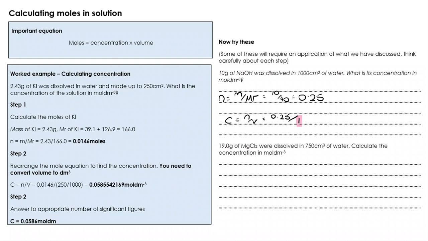Now actually, we're converting that cm cubed into dm cubed. 0.25 divided by 1 means that we have got a concentration of 0.25 moles per decimetre cubed. It's really important, because concentration is in moles per decimetre cubed, that the volume is in decimetres cubed. On the next one, 19 grams of MgCl2. So we do 19 divided by 95.3, the MR, and that takes us to 0.2 moles. Now in this case, it's in 750 centimetres cubed of water. We convert that to 0.75 decimetres cubed, taking us to a value of 0.27 moles per decimetre cubed.